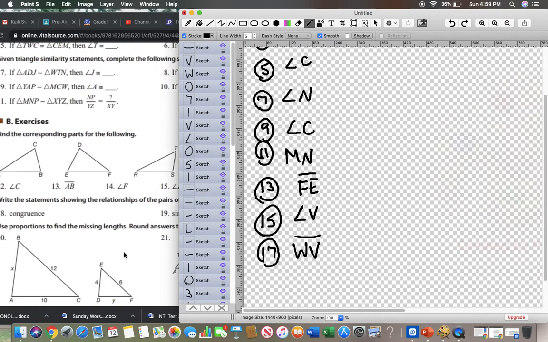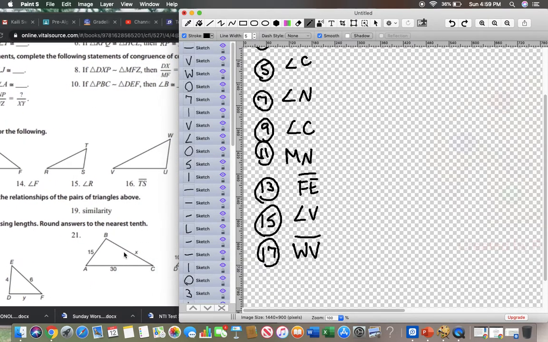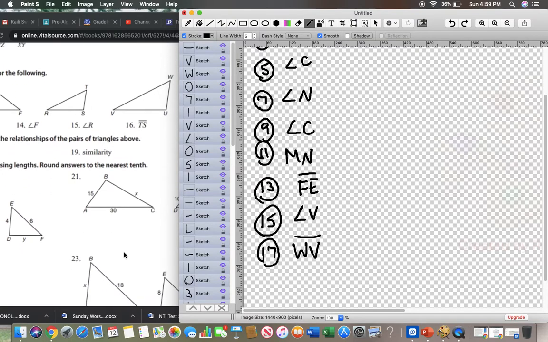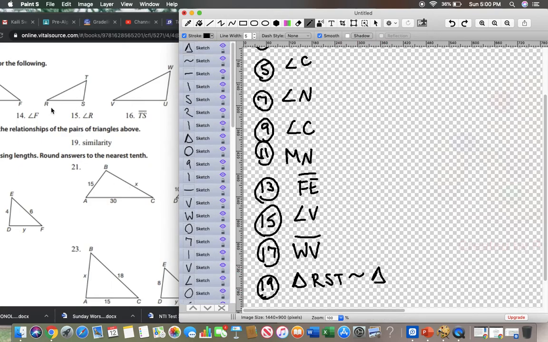Number 19, write the statements showing the relationships of the pair of triangles above. All right, well, you tell me for number 19, which ones are similar? Well, these two triangles over here are the similars, so therefore we need to write a similarity statement. So we've got triangle RST is similar to triangle. Okay, R and V correspond, S and U correspond, and W and T correspond. So make sure you have the correct order there.